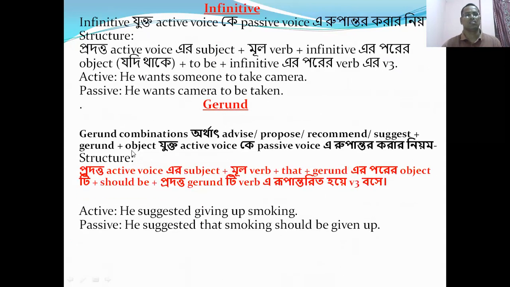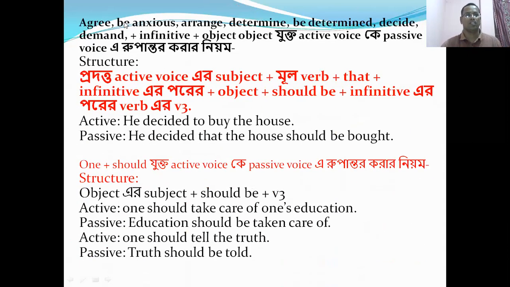And if we get verbs like advise, propose, recommend, suggest, then we will use should. He suggested that smoking should be given up. Let's see, if we get agree, arrange, determine, decide, demand plus infinitive plus object, then the passive will use this structure. He decided to buy the house. He decided that the house should be bought. Then if we get one plus should in active voice, the passive will be: one should take care of one's education, so one's education should be taken care of. One should tell the truth: the truth should be told.